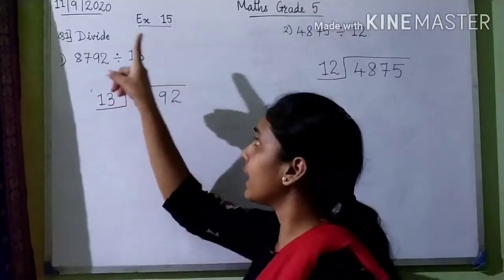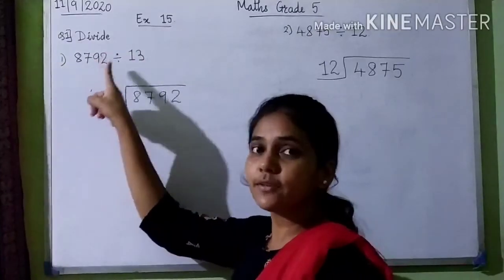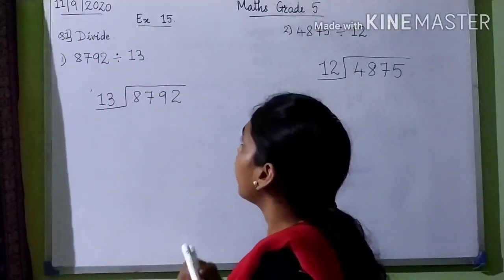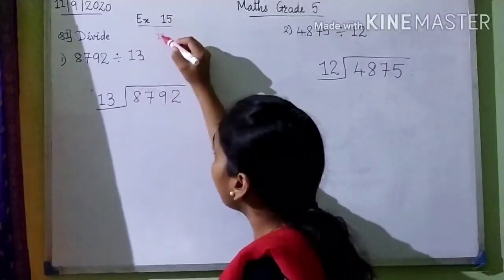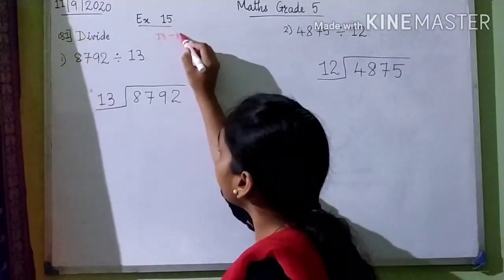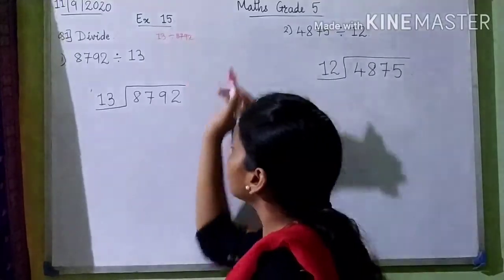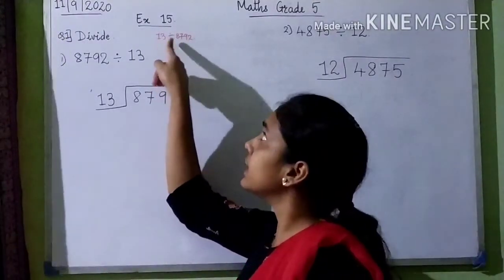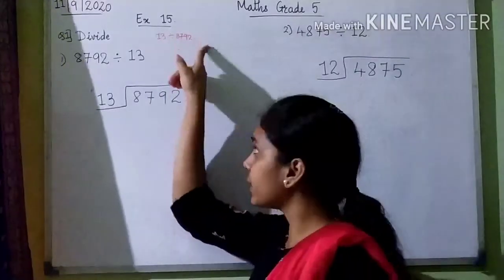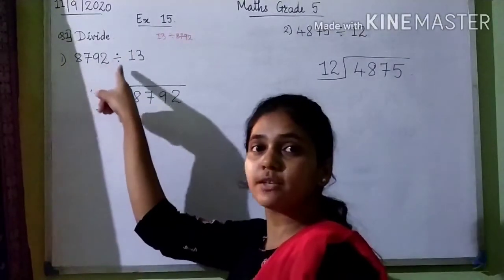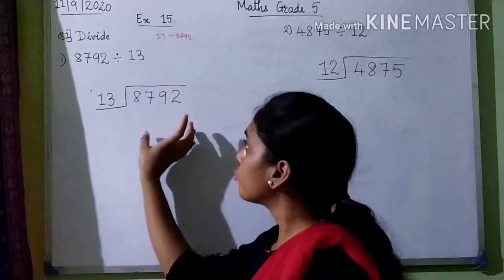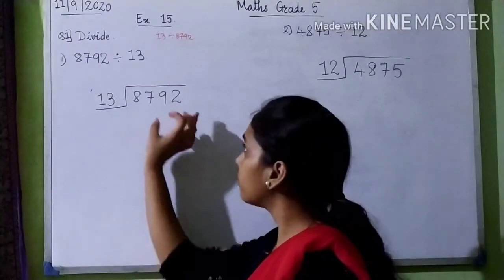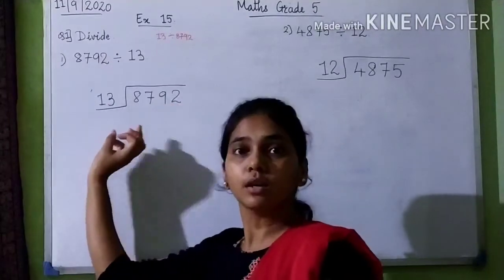If I write 13 first and then 8792, that meaning is different. This means that 13 is divided by 8792, but here 8792 is divided by 13. So 8792 should come inside and 13 should come outside. We are going to divide this number by 13.